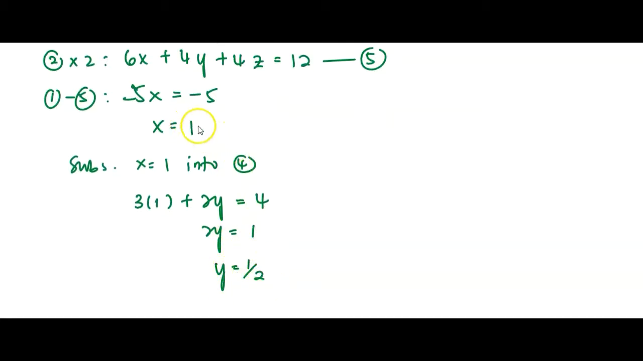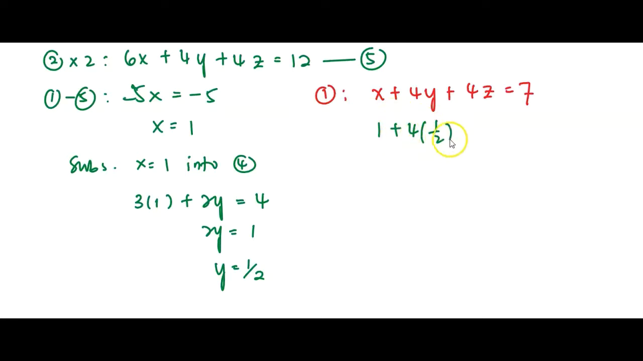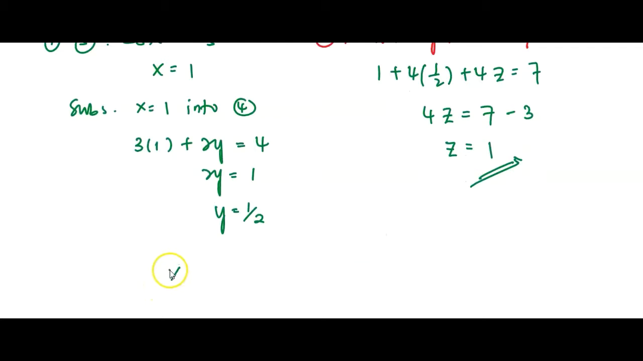After you have got x equals 1 and y equals 1 over 2, then substitute these two values into equation 1. Or you might substitute into equation 2 or 3, up to you. I will choose to substitute into equation 1. I will put in my x as 1 and the y as 1 over 2, so that I can solve for the z. Simplify, I will have 4 over 4, z equals 1. So our full solution will be x equals 1, y equals 1 over 2, and z equals 1.